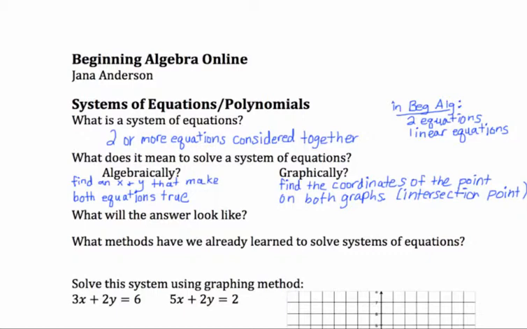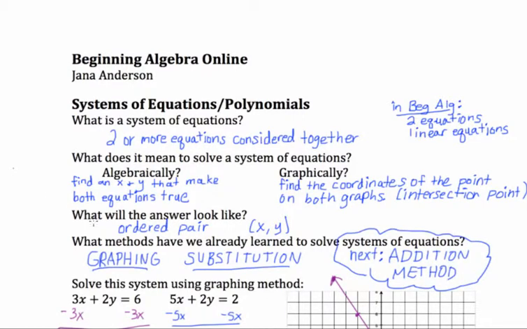What will the answer look like? Your answer will be an ordered pair. It'll be the xy coordinate of that point that's on both lines and the xy that make both equations true. We have already talked about graphing method and substitution method in order to solve systems of equations. In this module, we will learn the addition method.